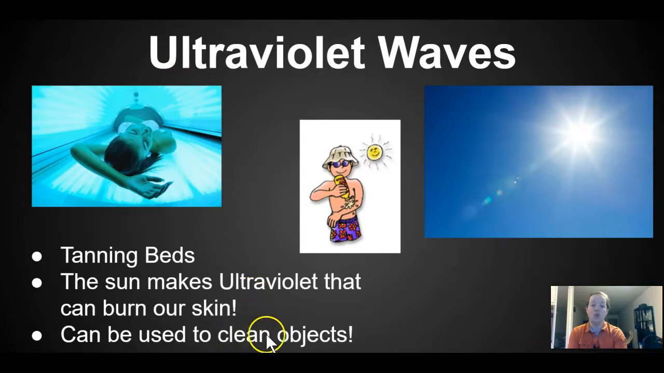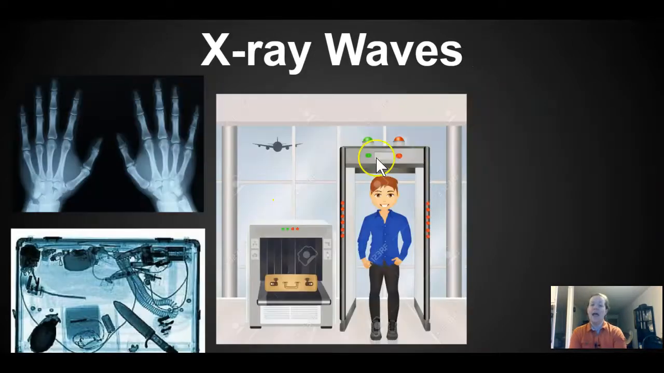Sometimes we use ultraviolet to clean things. It can kill organisms like bacteria. So sometimes ultraviolet's good. It's a way to clean objects, like in hospitals. They might use ultraviolet not on people, but on tools, so that it's clean. So there's no bacteria. Okay, that's ultraviolet.